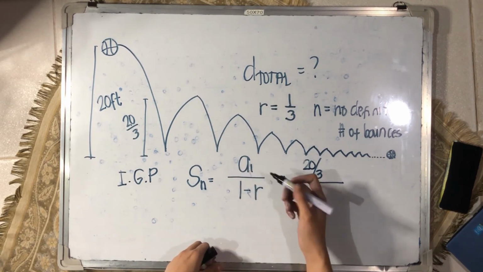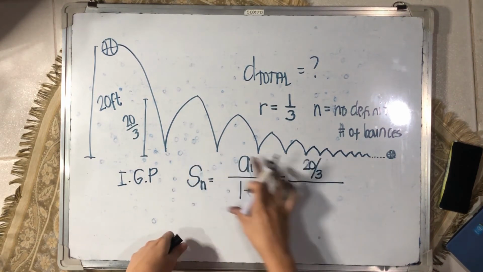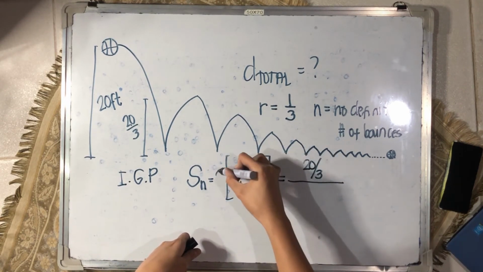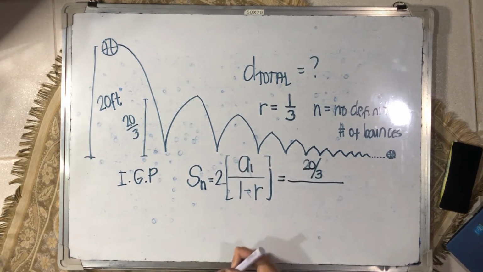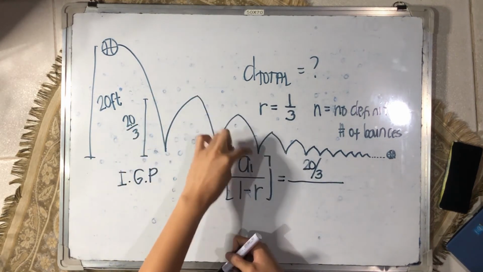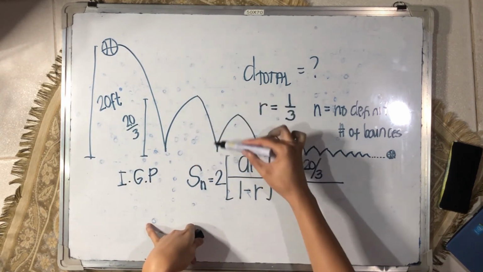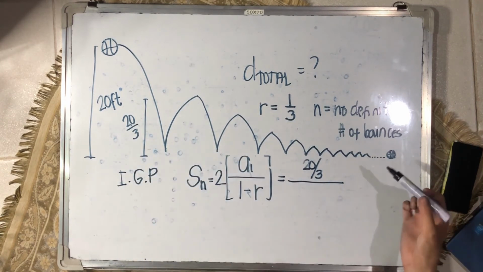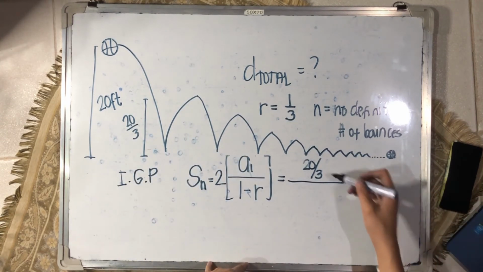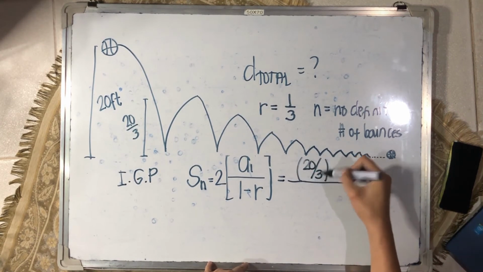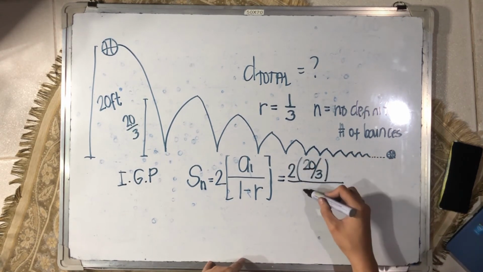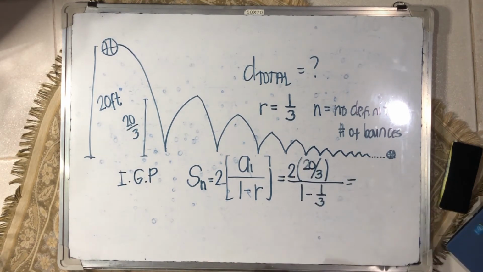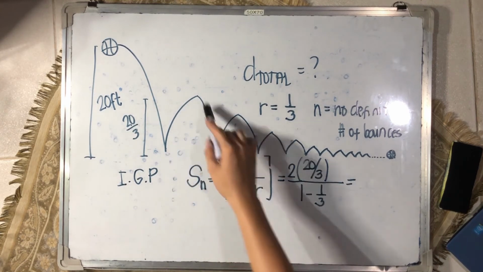This is our original formula, but you need to multiply it by 2 because it happens twice. If there were no times 2, it would be just up, up, up, up, on one side only. We multiply by 2 so it goes back twice there. So I'll put here 20 over 3 times 2 outside, over 1 minus 1/3. That's the sum of just this part.